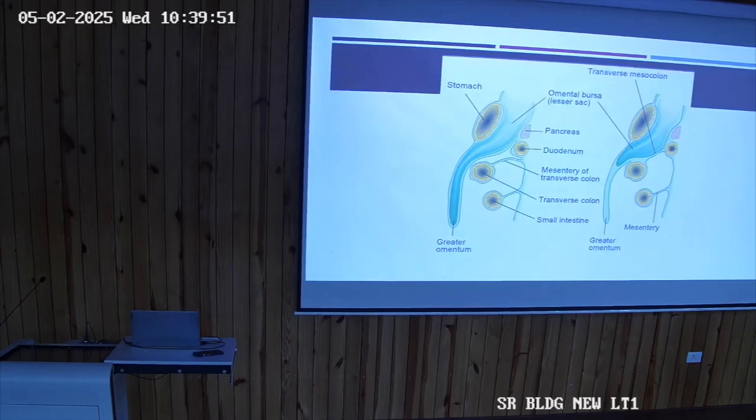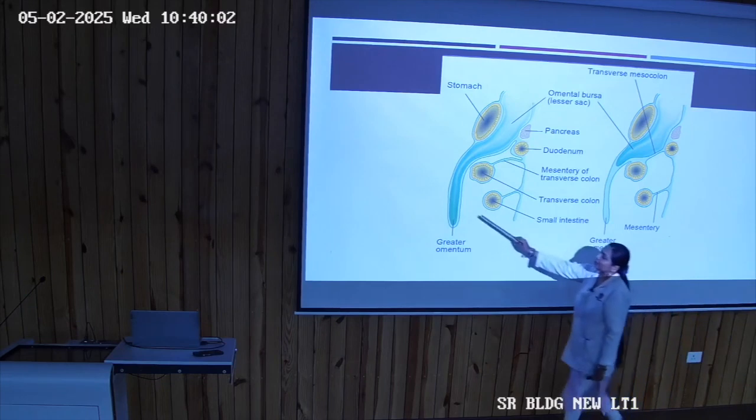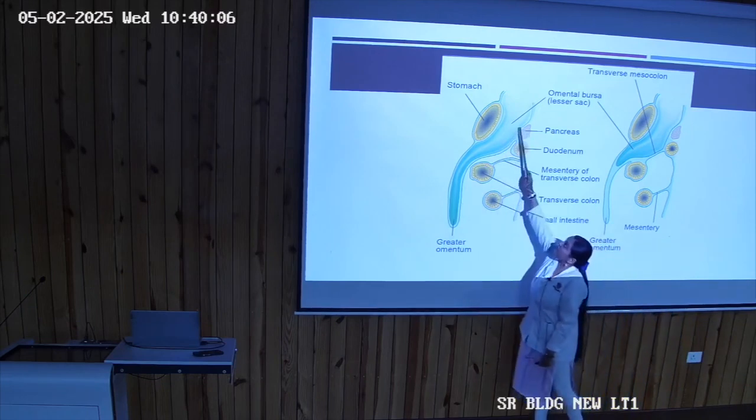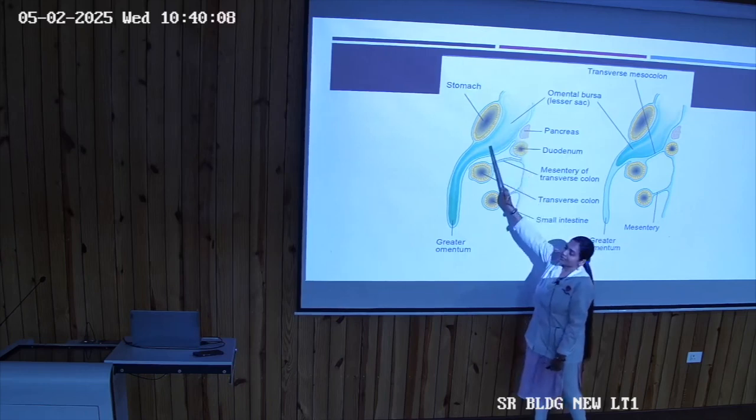This again you are going to study in your abdominal cavity. Here I have shown this diagram. This is the sagittal section of the peritoneal cavity. What are these shown in the green color? These are the peritoneal reflections. Whole of this is basically lesser sac.